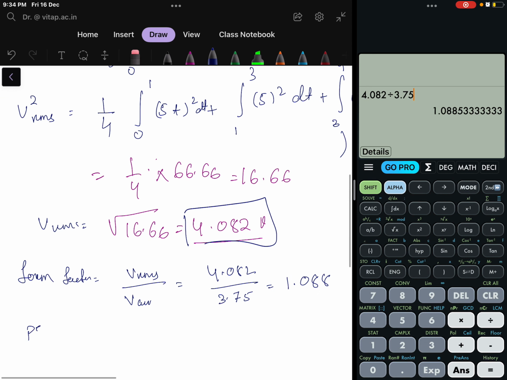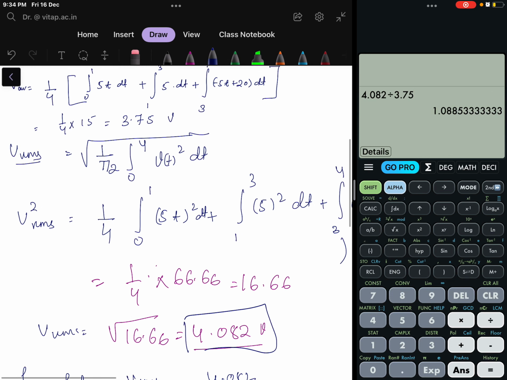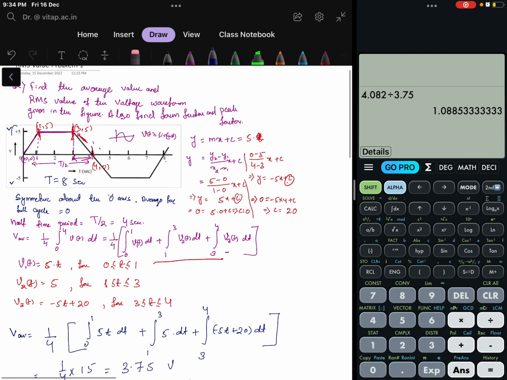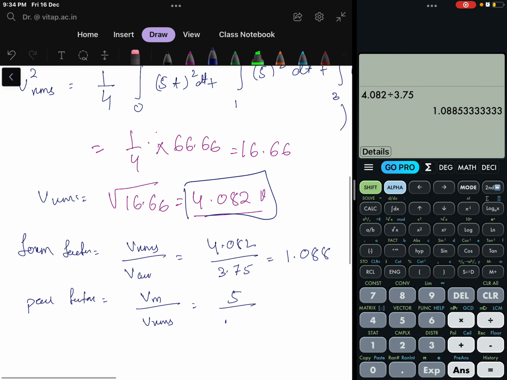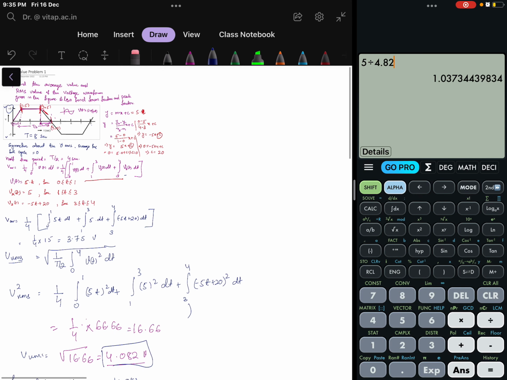and then your peak factor is equal to Vm, the peak value, divided by the RMS value. Vm is, you can see here, 5 volt. So, 5 divided by the RMS 4.082, so 5 divided by 4.082, that is equal to 1.23. So, this is how you can solve this problem.